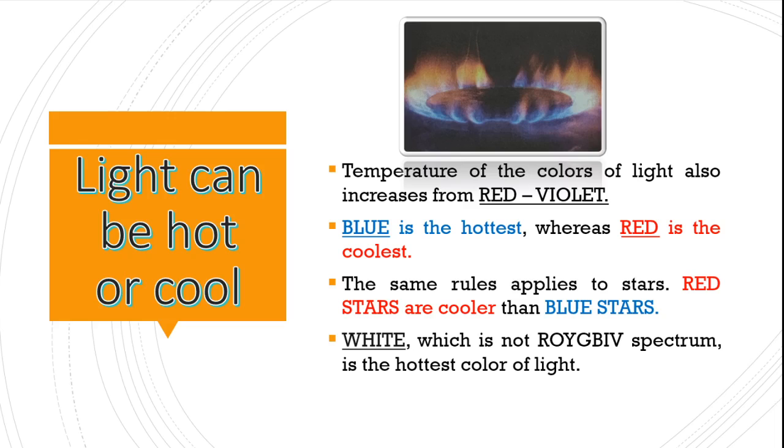Okay, we will recall the ROY G. BIV. Based on the order of the colors, the heat energy that light emits increases from red to violet, which means blue is the hottest, whereas red is the coolest. The same rule applies to stars. Red stars are cooler than blue stars. Remember, the color white, which is not in the ROY G. BIV spectrum, is the hottest color of light.